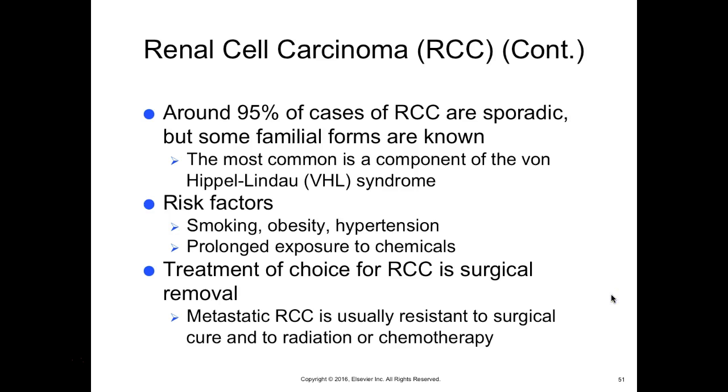So with renal cell carcinoma, around 95% of cases are sporadic, but some familial forms are known, so hereditary. The most common is a component of the von Hippel-Lindau syndrome. Risk factors for renal cell carcinoma include smoking, obesity, and hypertension, and also exposure to chemicals. So there are some chemicals that increase the risk of developing renal cell carcinoma, things like exposure to fuels and other types of chemicals. Treatment of choice of renal cell carcinoma is surgical removal.